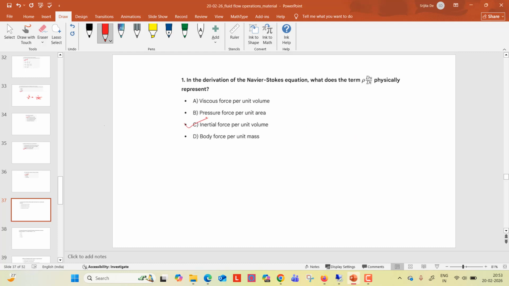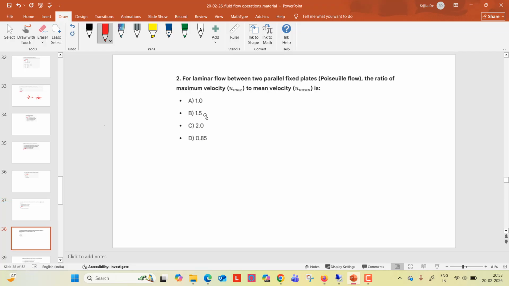Next, for laminar flow between two parallel fixed plates, the ratio of maximum velocity to mean velocity is 1.5. So if you go through the lecture on fixed parallel plates and their flow, you will find this. I'm not doing the derivation again because it is already in the lecture notes.